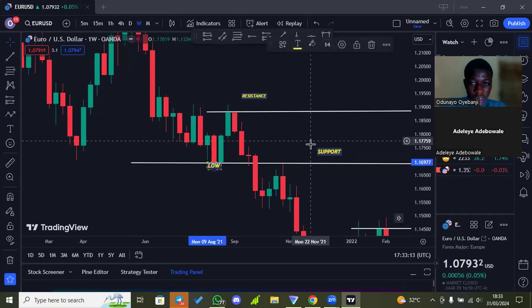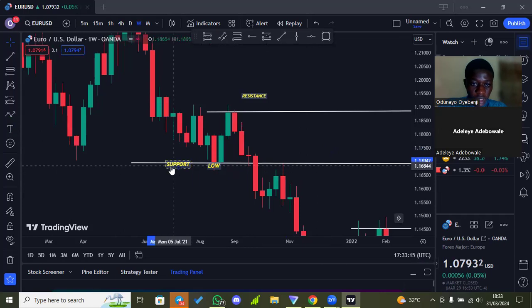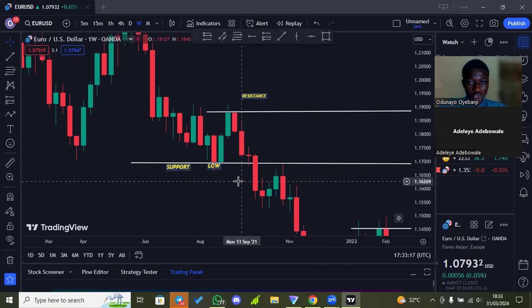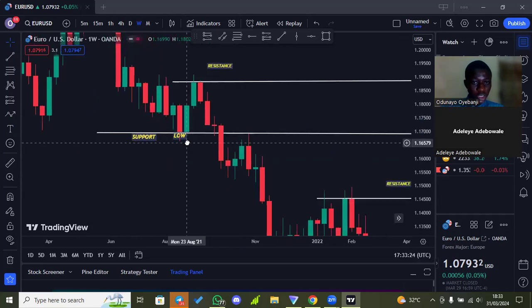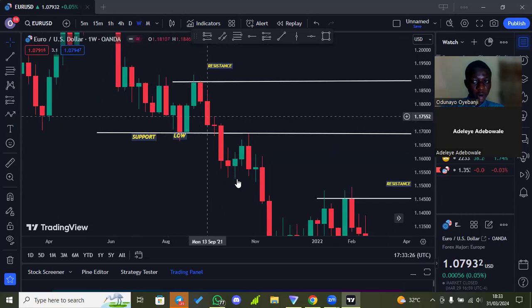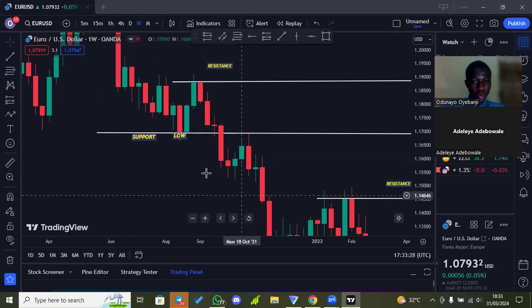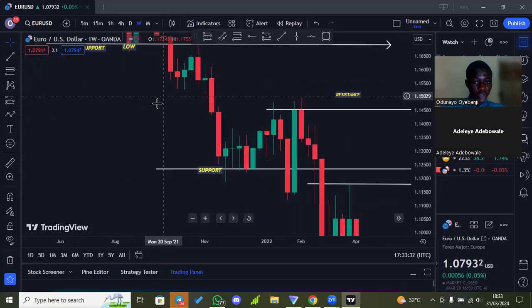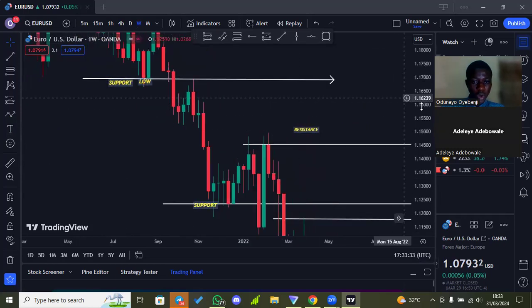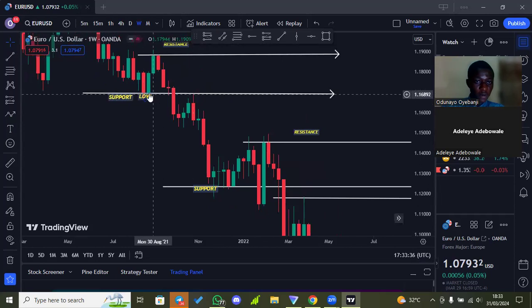So this low is the same thing as what? Support. Do you get that? Support in this case. So now, for us to be in a downtrending market, we said that we must form what? A lower low. For us to be in a downtrending market, we must form a lower low.